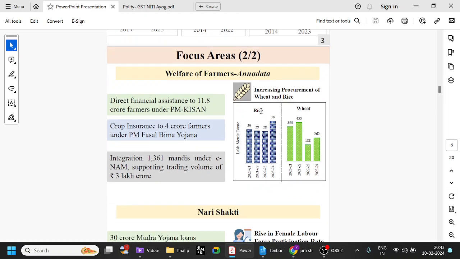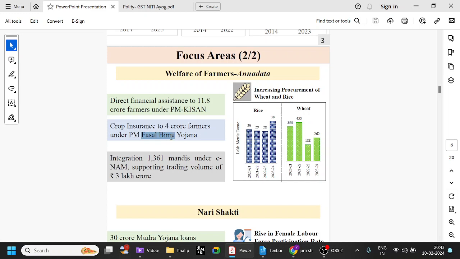So farmer welfare, obviously PM Kisan, everyone is aware. 6,000 rupees in three installments, 2,000, 2,000, 2,000, provided as direct financial assistance to the farmers. 11.8 crore farmers have benefited. Try to remember that.